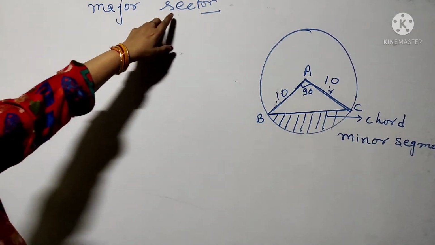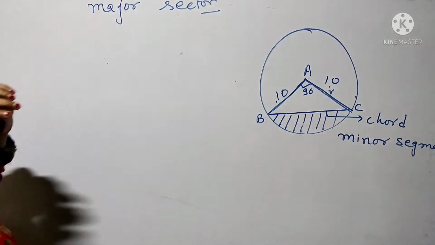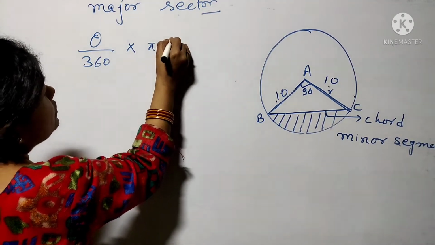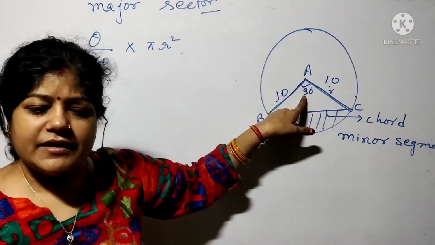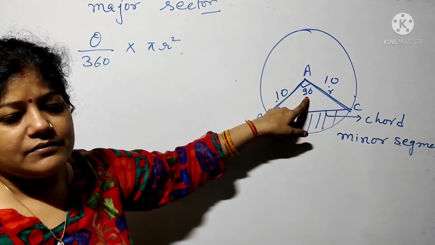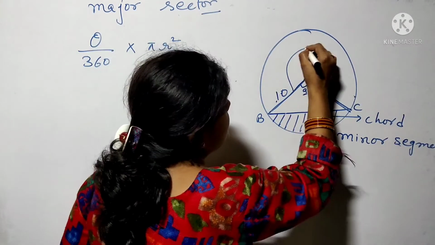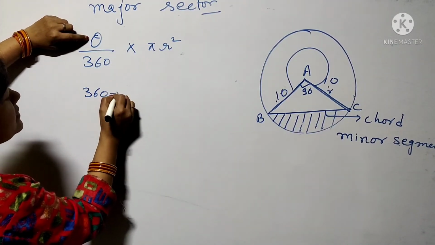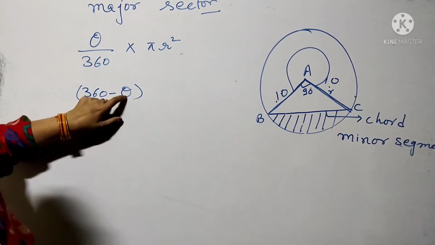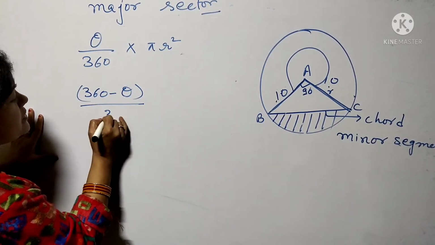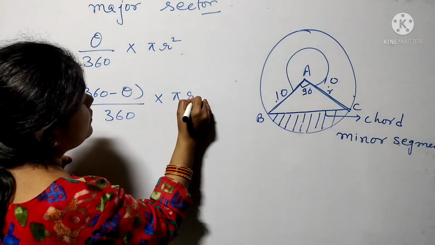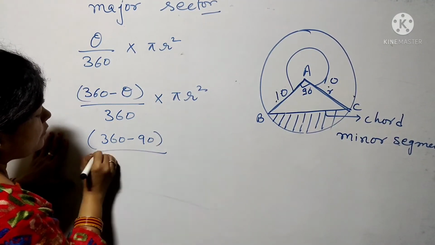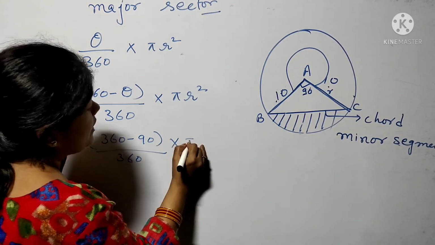Now here we have the sector. So we have the formula theta upon 360 into pi r square. But theta is this 90 degree, this is of the minor sector. So what is the angle of the major sector? That means we write here 360 minus theta. So this is the angle of the major sector upon 360 into pi r square. That is 360 minus 90 over 360 into pi r square.